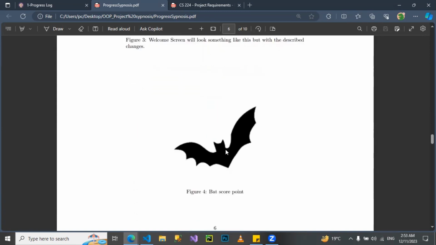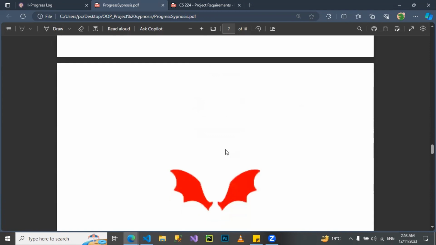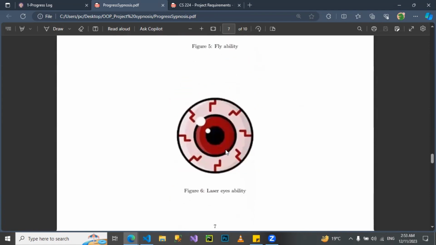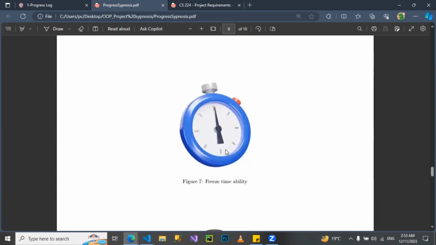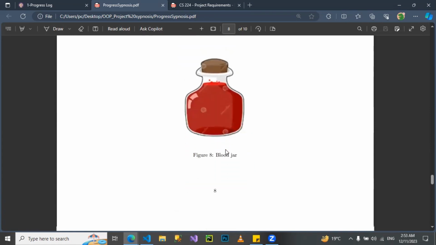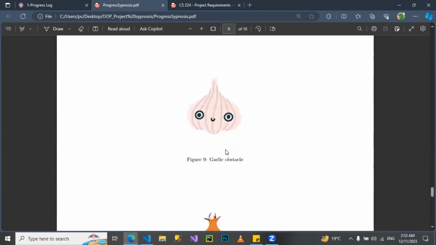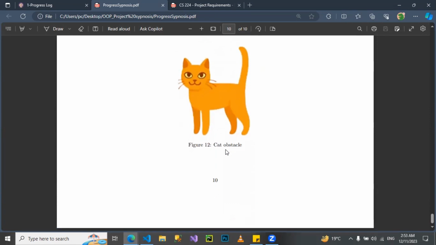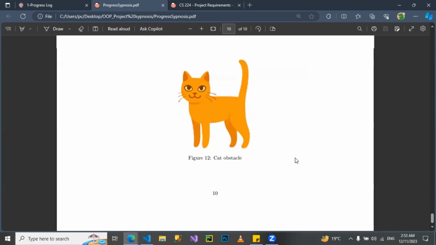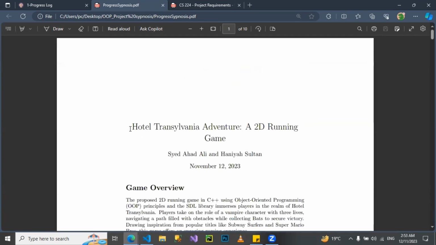This is what the collectible bat score point will look like. This is what the collectible fly ability will look like. This is the collectible laser eyes. This is the collectible freeze time. This is the collectible blood jar. This is the obstacle garlic, obstacle onion, obstacle cutlery, and obstacle cat. So essentially, this was my game, Hotel Transylvania Adventure, and its description.